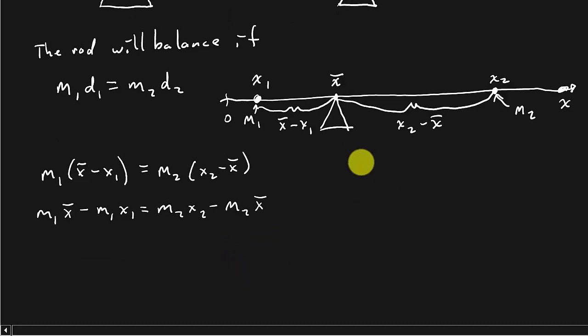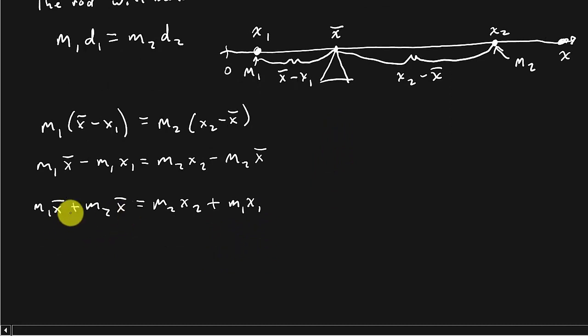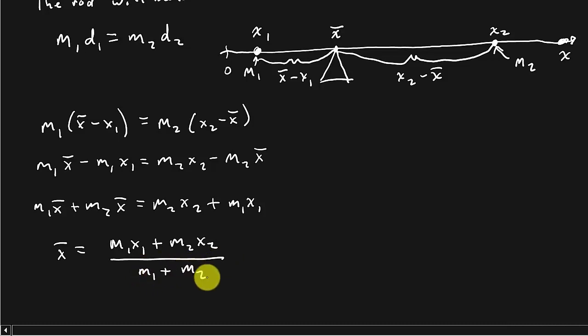And so then if we solve this thing for x bar, this is going to come over. So that's m1 x bar plus m2 x bar is equal to, let's see, what is that going to be? That's going to be m2 x2 plus m1 x1. And so then if I factor out an x bar, that's going to give me x bar is m1 x1, I'm just writing this one first, plus m2 x2 over m1 plus m2.